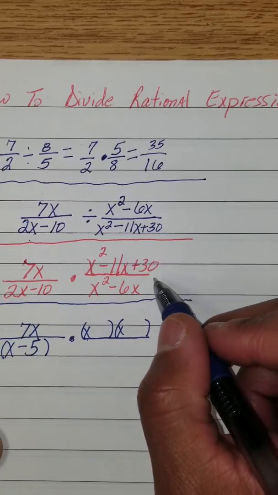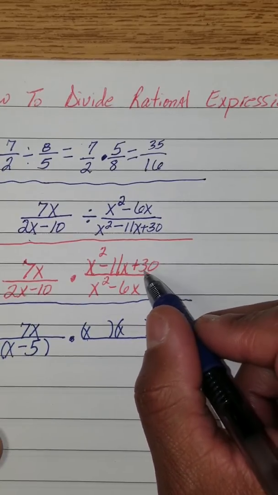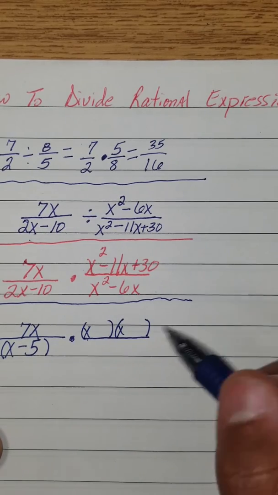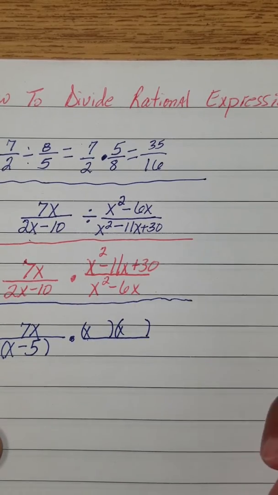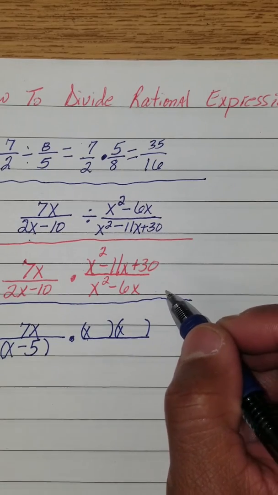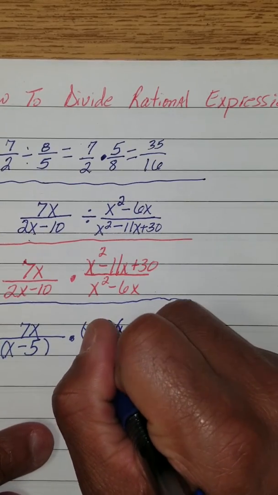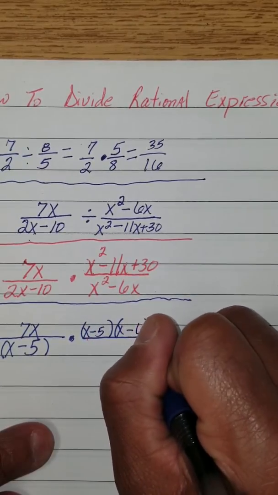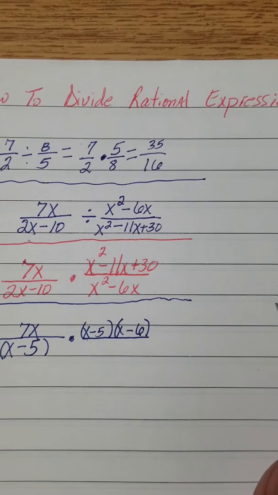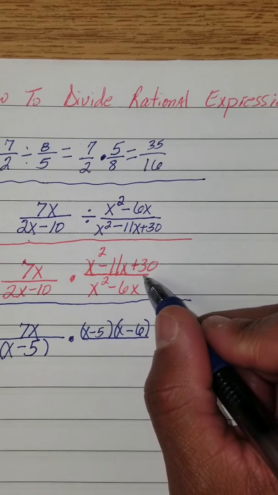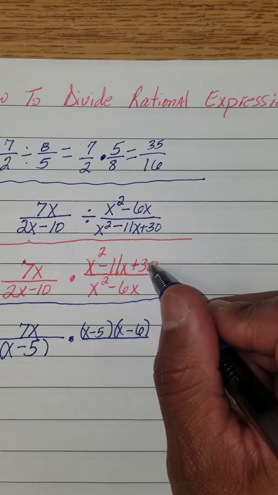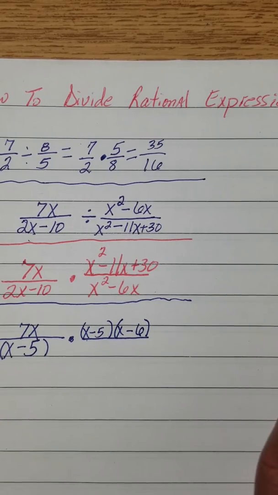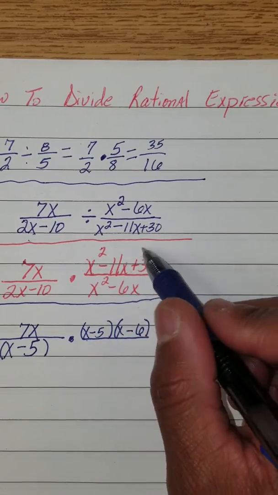Now I know what you're thinking, well, 10 and 3. Well, if we were to add 10 and 3, we would get 13, not 11. Same thing if they're both negative, we'll get a negative 13. However, if we use a negative 5 and a negative 6, both these will multiply to give you a positive 30, but also add to give you a negative 11. This is how you factor a trinomial.